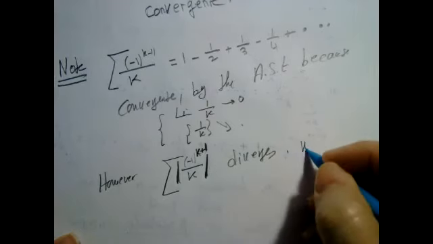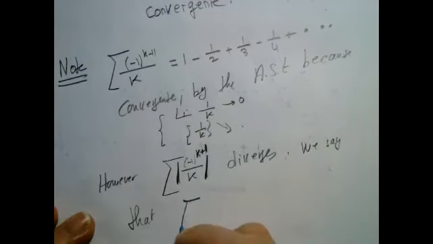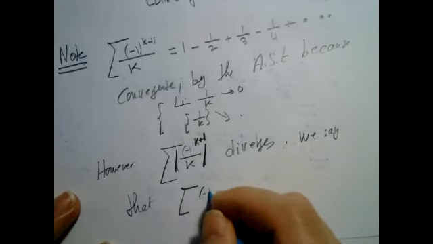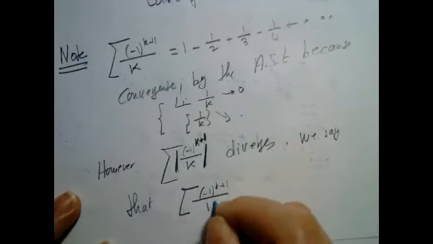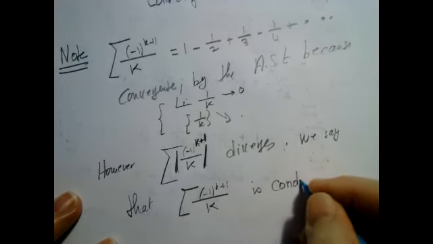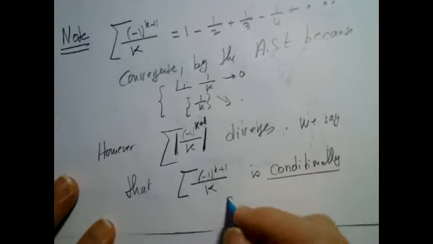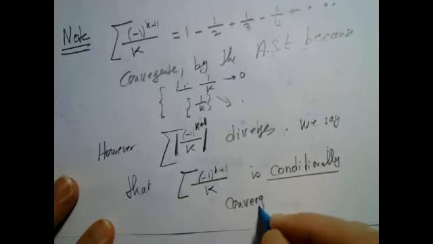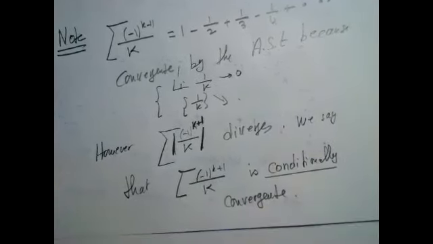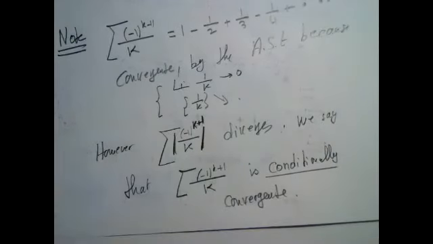We say that this series, (-1) to the k plus 1 over k, is conditionally convergent. Okay, so let us define the word conditionally convergent. So what does it mean in general for a series to be conditionally convergent? All right, so definition.